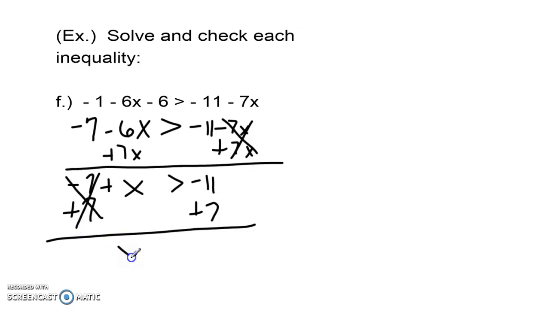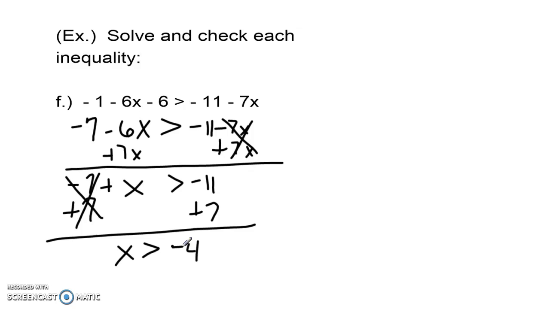So I have 0 plus x, which is just x, is greater than a negative 11 plus 7 is negative 4. Okay, no need to change the direction of our inequality because we did not multiply or divide by a negative to solve for x. So x is greater than a negative 4. That means there are a whole lot of numbers that work in this inequality, and it's going to be all the numbers greater than negative 4.